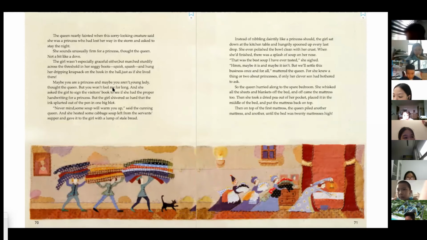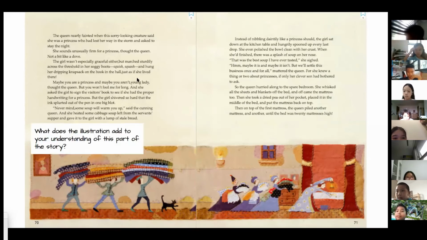"But we'll settle this business once and for all," muttered the queen, for she knew a thing or two about princesses, if only her clever son had bothered to ask. So the queen hurried along to the spare bedroom. She whisked all the sheets and blankets off the bed, and off came the mattress too. Then she took a dried pea out of her pocket, placed it in the middle of the bed, and put the mattress back on top. Then on top of the first mattress, the queen piled another mattress and another, until the bed was 20 mattresses high.